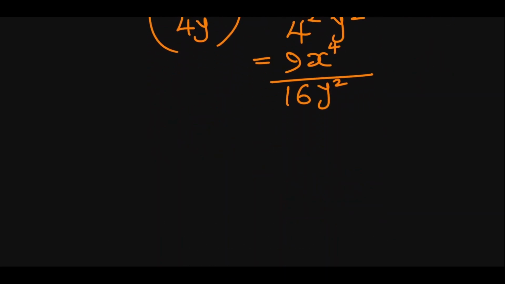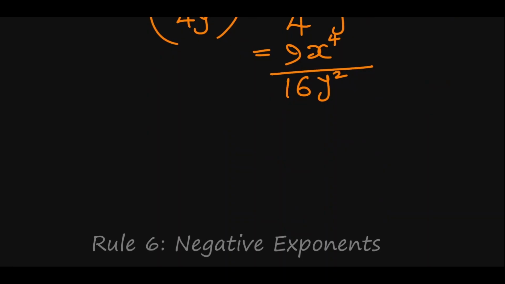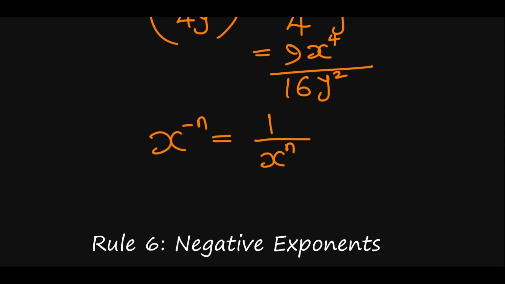Now we move to the sixth law of indices or rules of exponents. This is what we will call negative exponents. This is telling us that if we have x raised to power minus n, it is the same thing as 1 over x raised to power n. And if we have 1 over x raised to power minus n, it is the same thing as x raised to power n.